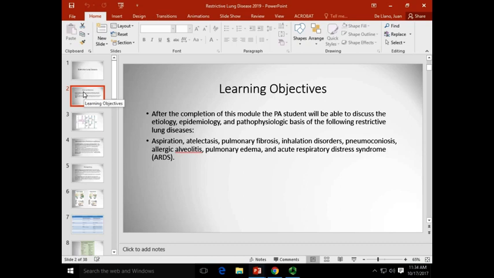All this depends on the degree of the obstruction and on the amount of time that the obstruction is present.